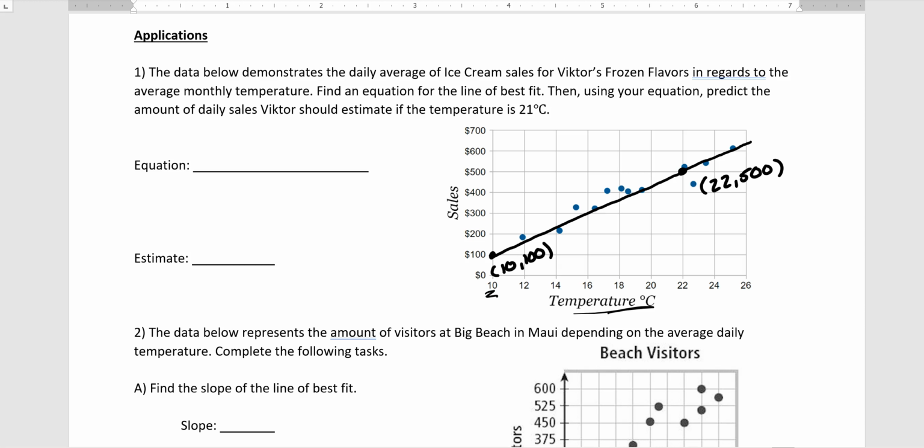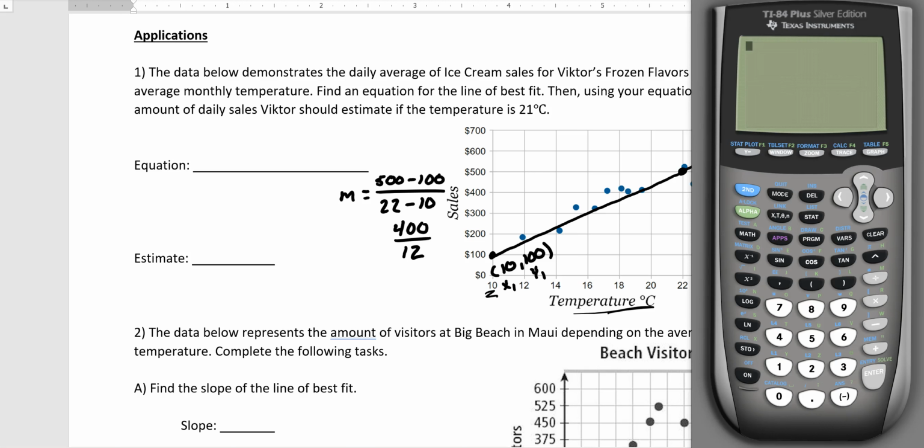Excellent. All right, so to find the equation, I need to find the slope of this line, x1, y1, x2, y2. So I'd say my slope is y2, 500, minus y1, 100, over x2, 22, minus x1, 10. Now, 500 minus 100 is 400, 22 minus 10 is 12. 400 divided by 12. I'm not too sure on that one, to be entirely honest. Calculator here, 400 divided by 12 equals 33.333 repeating, okay?